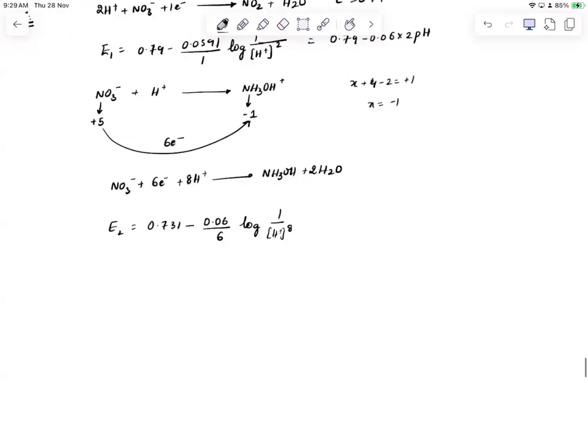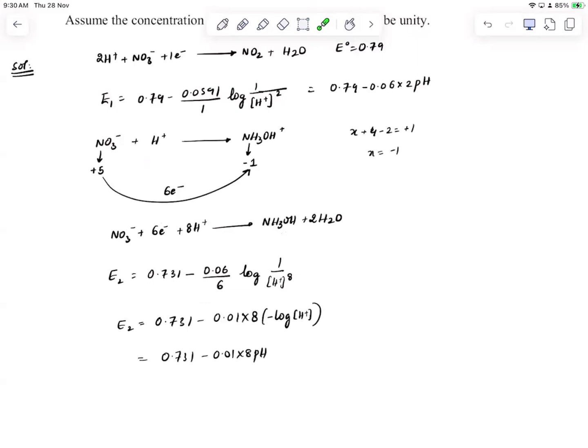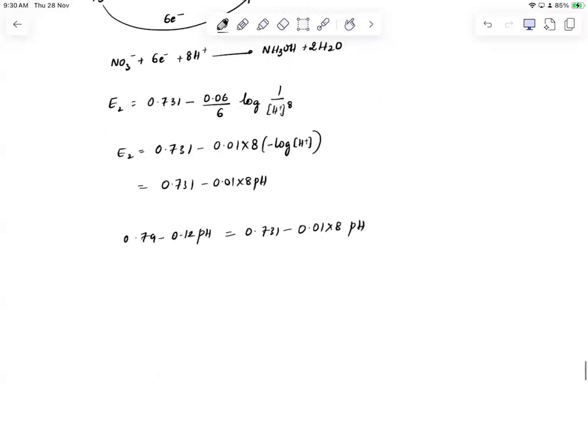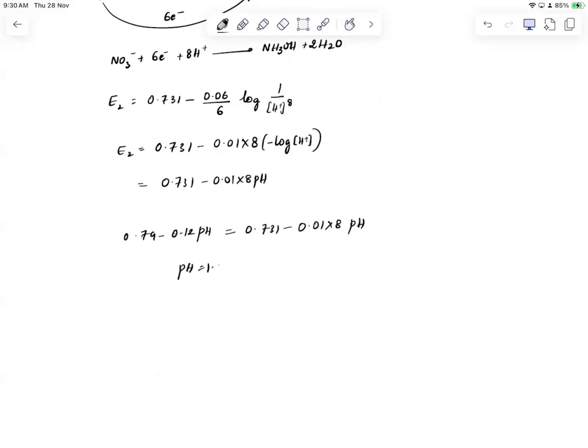Now you notice that E2 is equal to 0.731 minus 0.01 into 8, and that minus, if we carry it, will be minus log of H plus concentration, which is equal to pH. So 0.731 minus 0.01 into 8 pH. Okay, so we got the pH. You just have to equate both of them, as the question said. So 0.79 minus 0.06 into 2, that makes it 0.12 pH, is equal to 0.731 minus 0.01 into 8 times pH. If you put both the pH on one side, it is coming out to be 1.5.